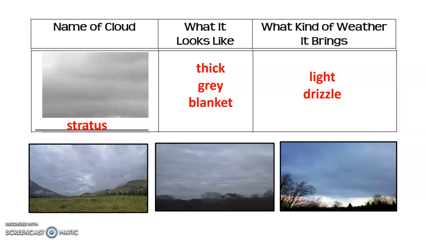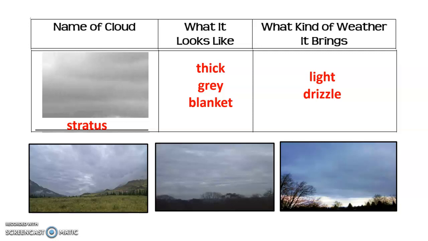So the stratus cloud brings this light drizzle of rain, but it does tend to last a long time. So this is the kind of off and on thing. It can be there for a couple days. You might have indoor recess or might not because it kind of doesn't look that bad outside, but it's just a little wet and damp.